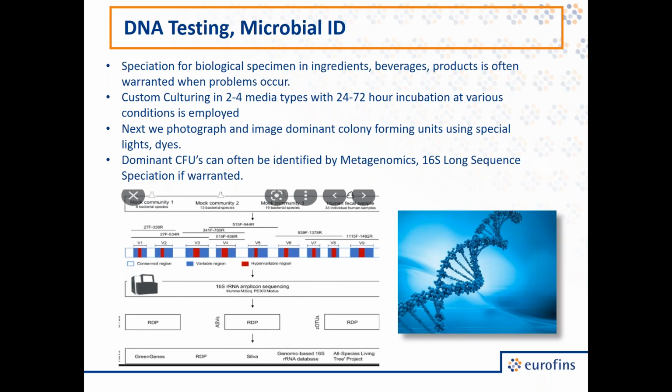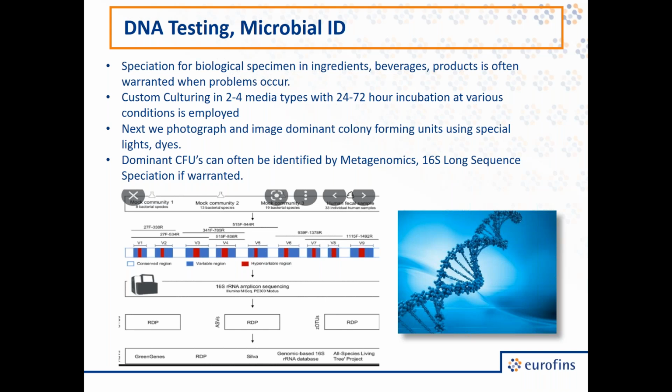But once we have those, we'll photograph and image the dominant colony forming units, as Dr. Neil Spingarn indicated. In many cases, just looking at the morphology of the microorganism under different lights or with different dyes or backgrounds, we're able to determine the microbial species. But in other cases, we have to go with the full long sequencing. There's an example of that shown on the bottom, where the DNA and RNA artifacts are broken into pieces and parts, compared to a database, and then we get a match.